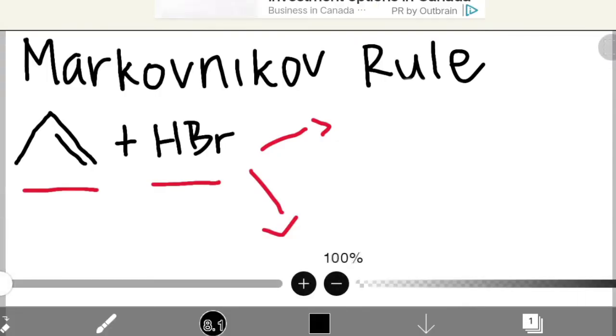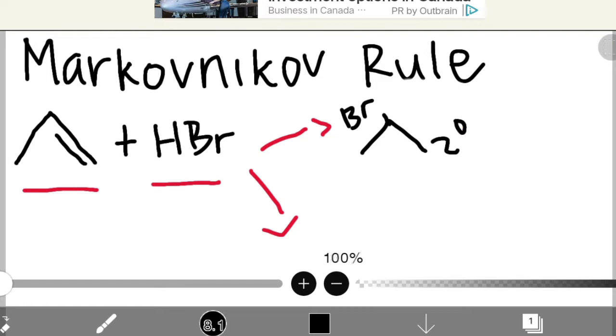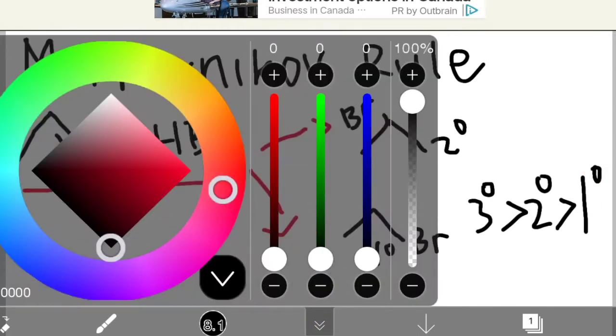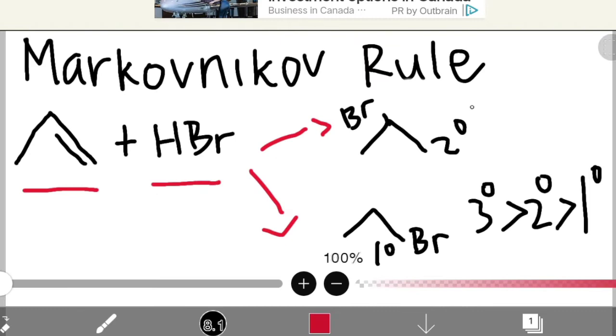In the first product, the intermediate is secondary, or the major product, and in the second product, the intermediate is primary, or the minor product. Intermediates also have stability: tertiary is more stable than secondary, and secondary is more stable than primary. So, the major product is more stable than the minor product.